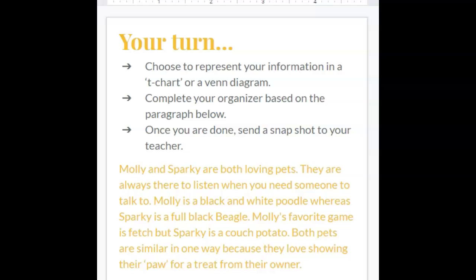Okay, so go ahead and either complete a T-chart or a Venn diagram, just as I did in the examples. Send a picture, and we look forward to seeing them.